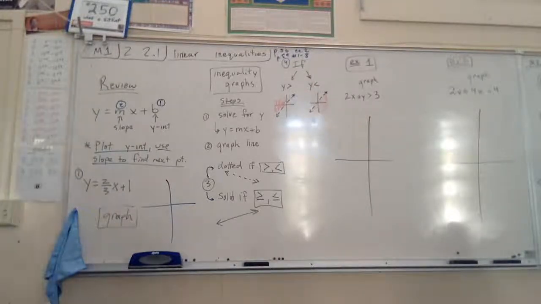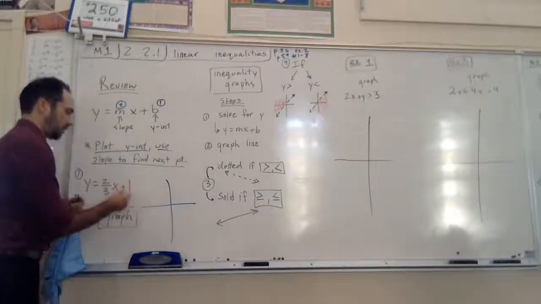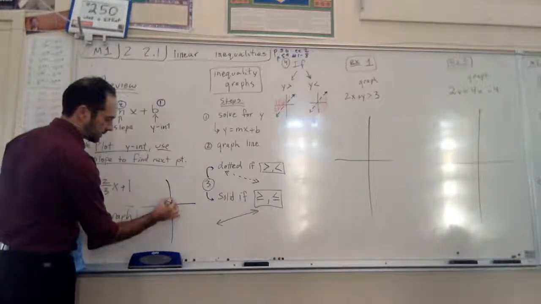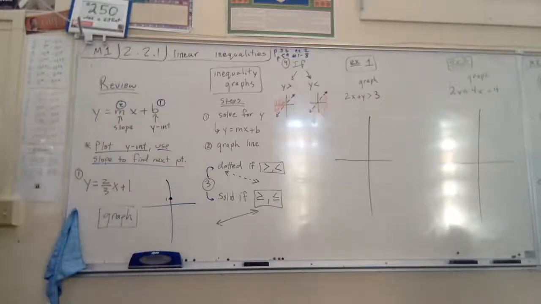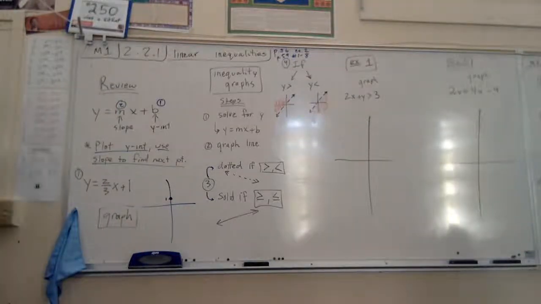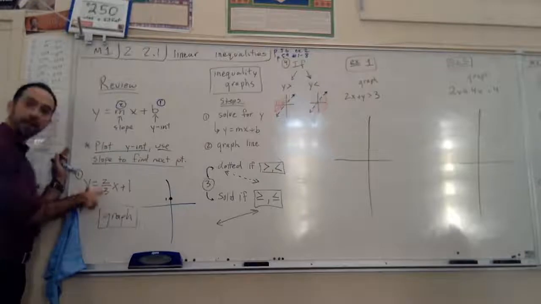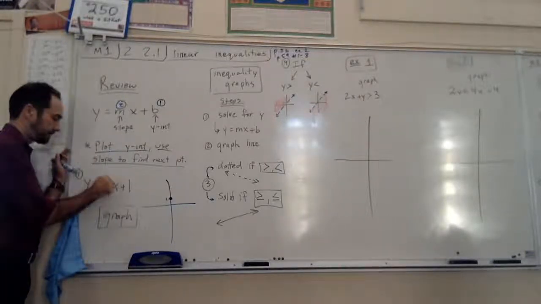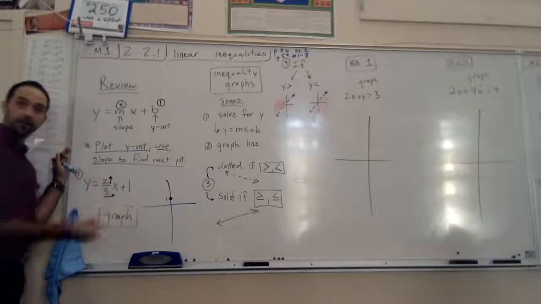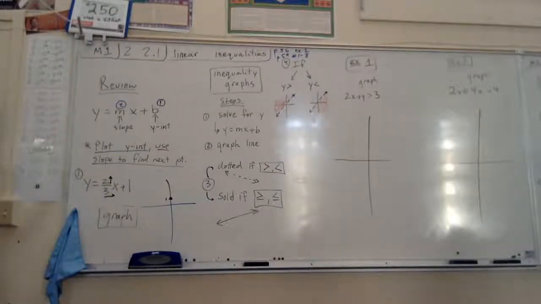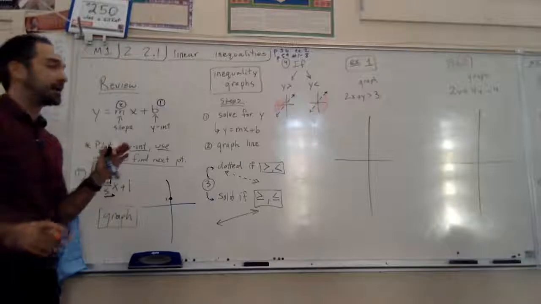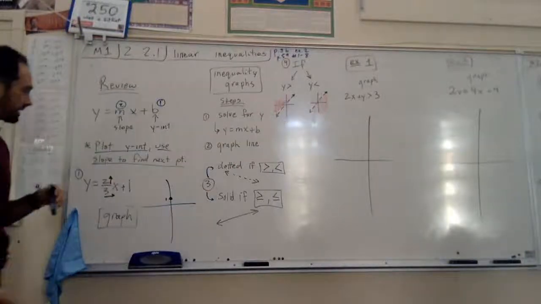And everybody all at once, tell me, where do we start? What are we going to plot first? 1 on the y-axis. Right? Okay. And then +2 and +3. What does +2 say? Up 2, to the right 3, because they're both positive. Positive rise is up. Positive run is to the right toward the positive numbers.